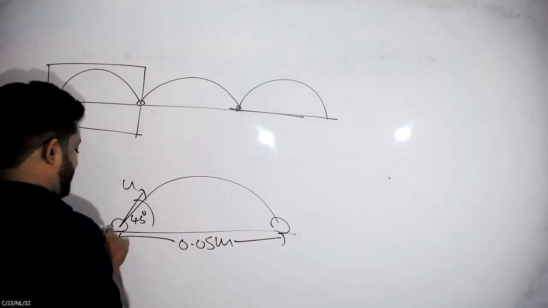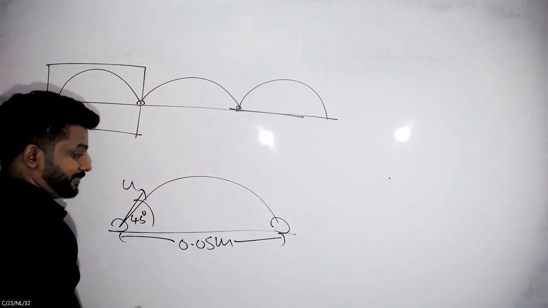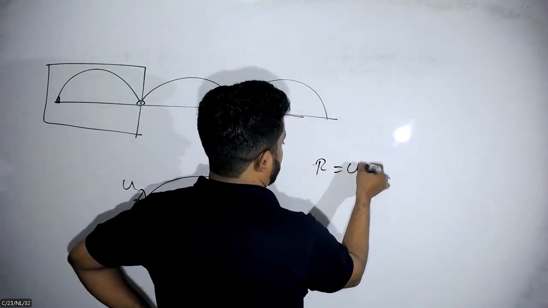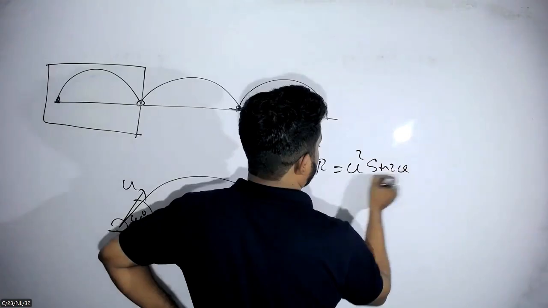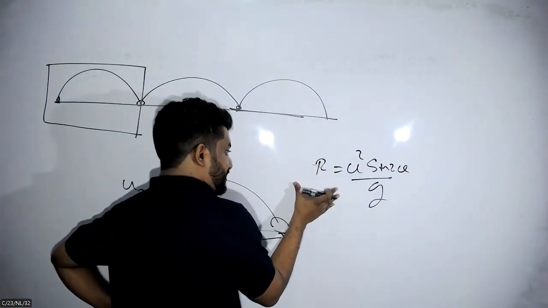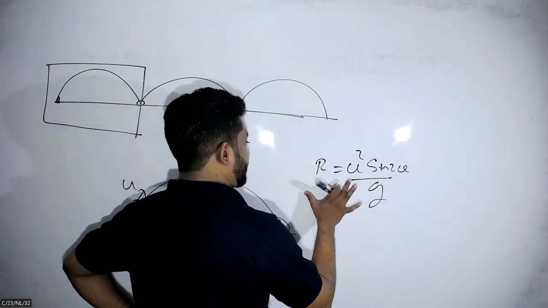Now you know the projected angle is 45 degrees, the range is 0.05 meter. This one is the equation: horizontal range equals u squared sine 2 theta over g. Right? You should remember these equations. For the MCQs, you should remember this equation, right?